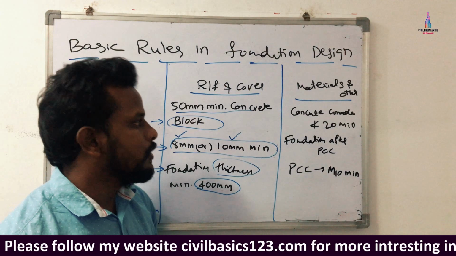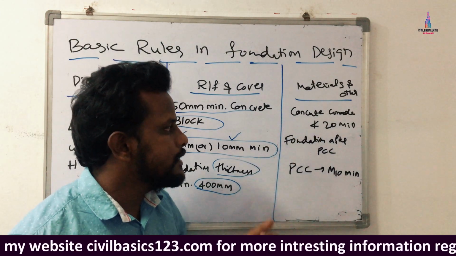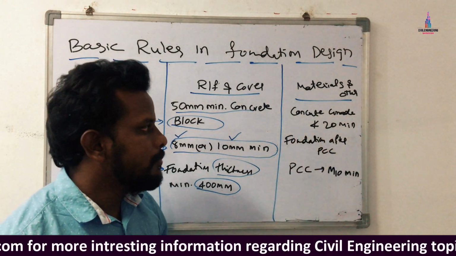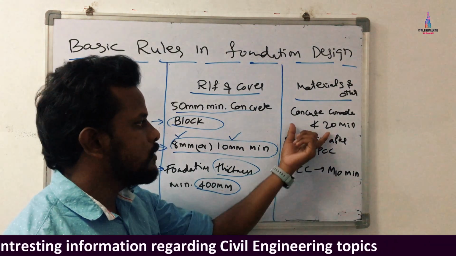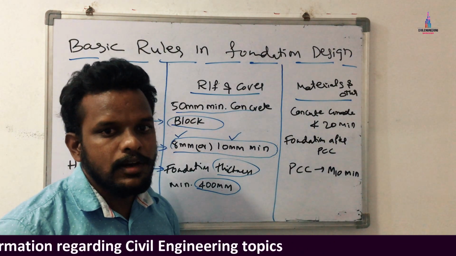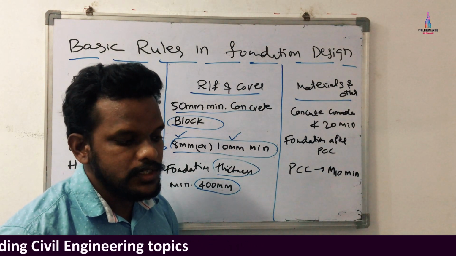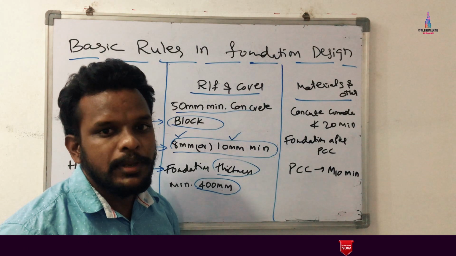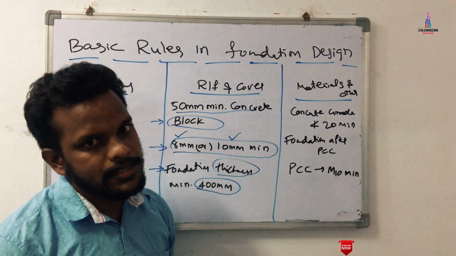For the foundation section, the concrete grade should not be less than 20 at minimum. So here we have to use a minimum of M20 grade concrete for construction of the foundation section. And the second one is that foundation construction will proceed after the PCC bed construction process.